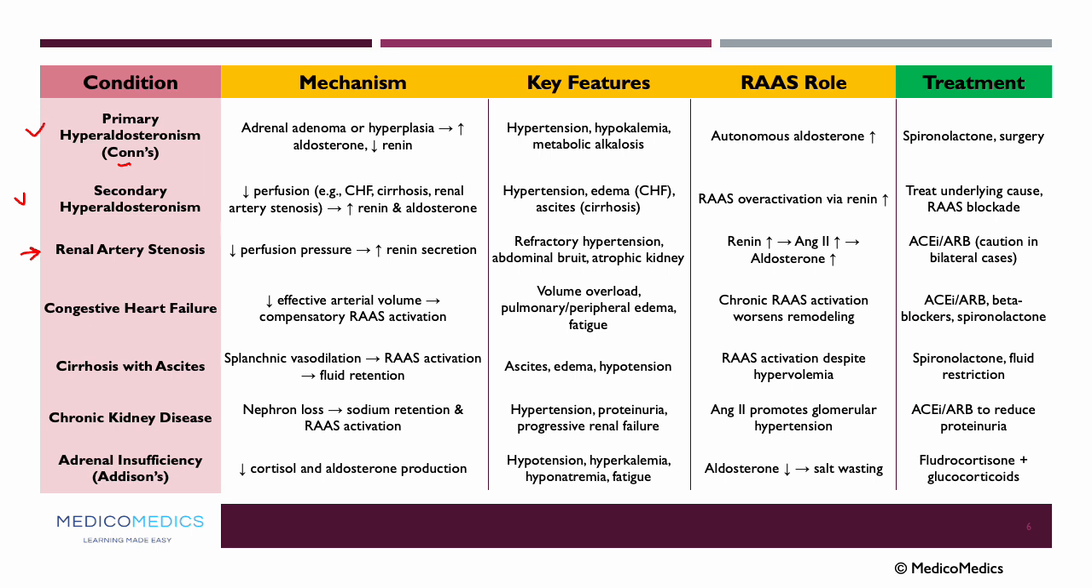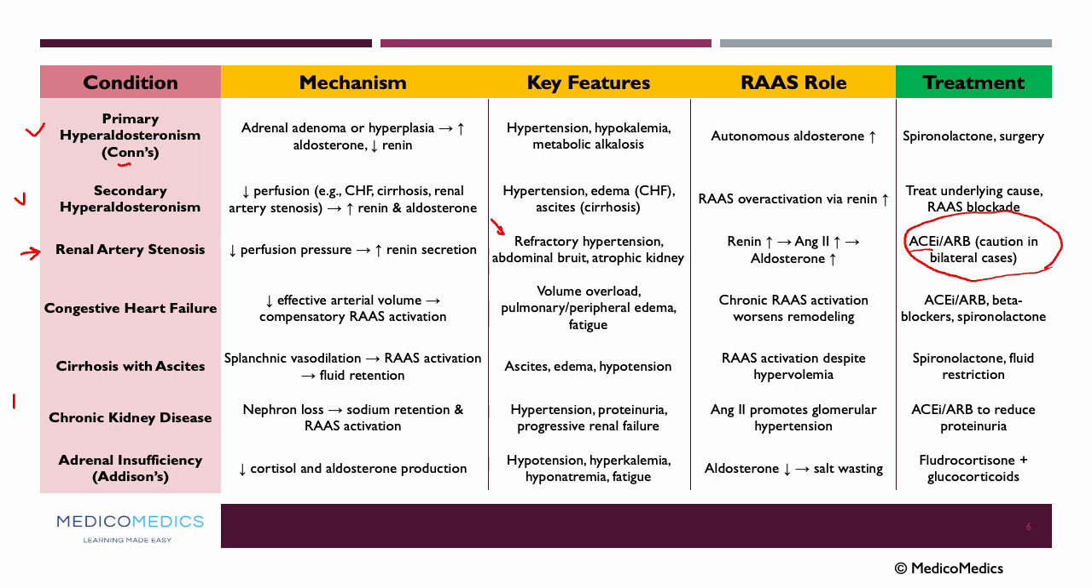So the RAAS system activates, and therefore we will see increased renin secretion. And if renin is released, we will see elevated angiotensin II, and therefore elevated aldosterone. This then leads typically to refractory hypertension. We treat it with ACE inhibitors or with ARBs, though bilateral stenosis may actually worsen kidney function if you use these drugs. So use them with caution here.